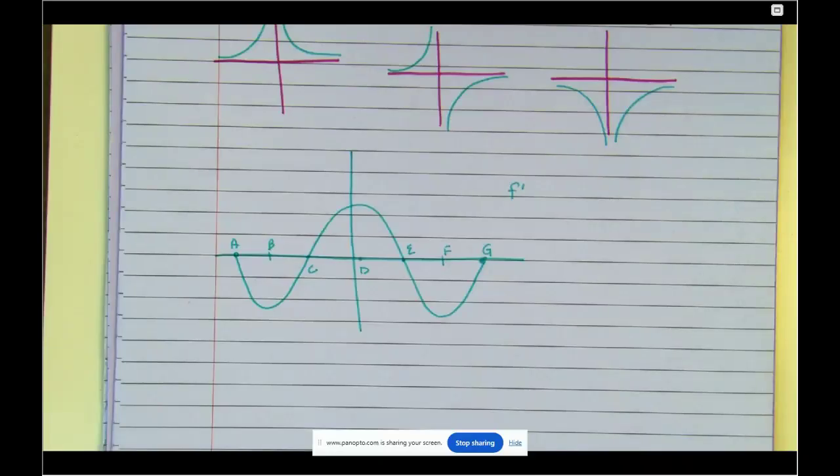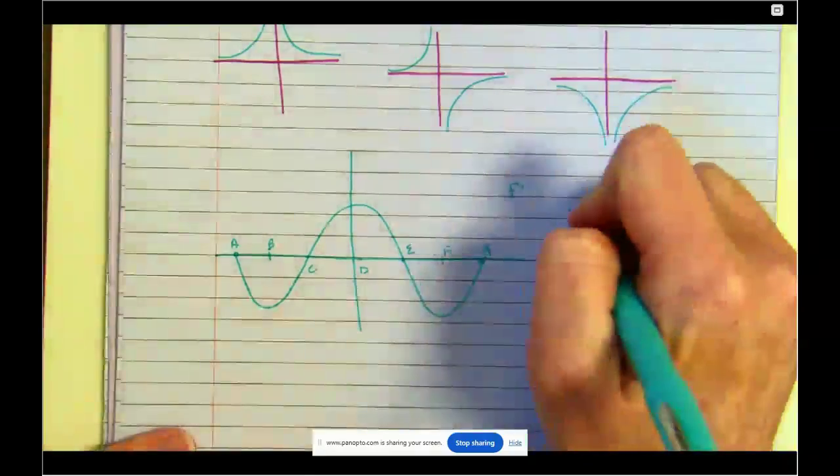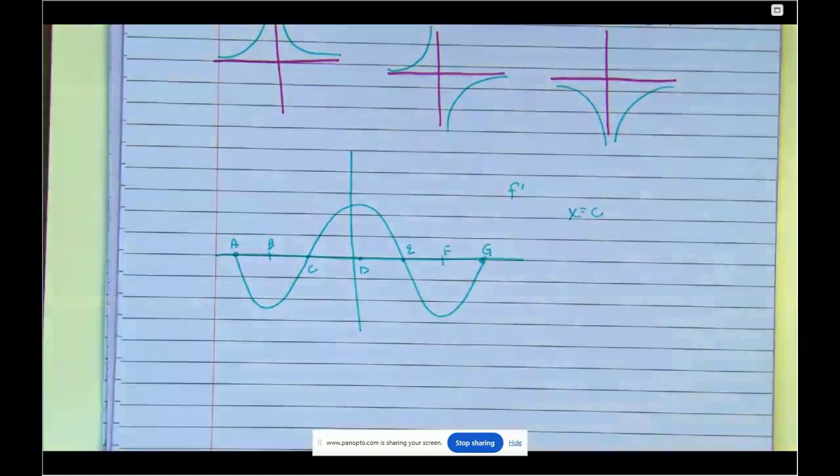Some of this is a review. My first question to you, some of these I'm going to write down, some of them I'm not. At x equals c, what's going on in f of x in the original? It's increasing. Oh, it's a maximum. Or a minimum. Maximum or minimum?